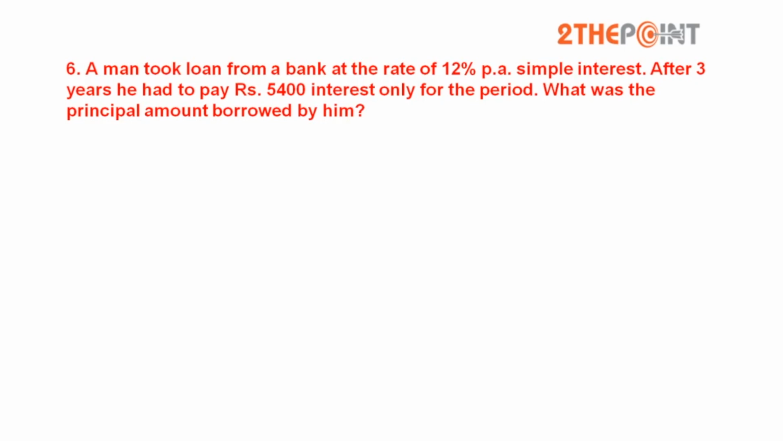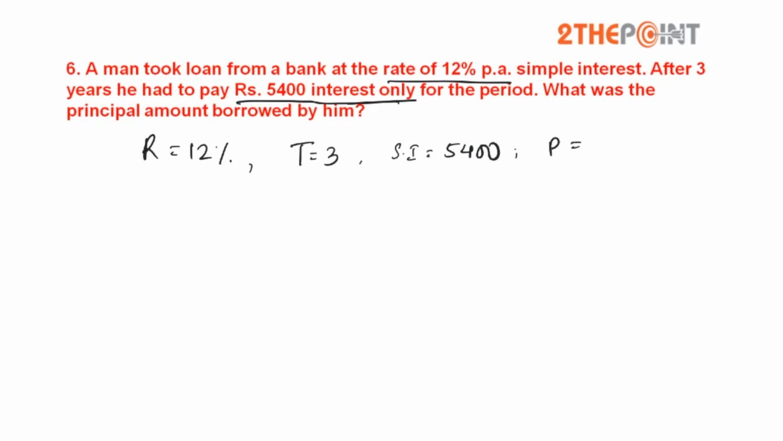A man took a loan from a bank at the rate of 12% per annum simple interest. After 3 years, he had to pay Rs 5,400 as interest only for the period. What was the principal amount borrowed by him? Here we know that rate of interest is 12%, time period is 3 years, and simple interest given is 5,400. We don't know the principal. We have to calculate the principal amount using the simple interest formula.